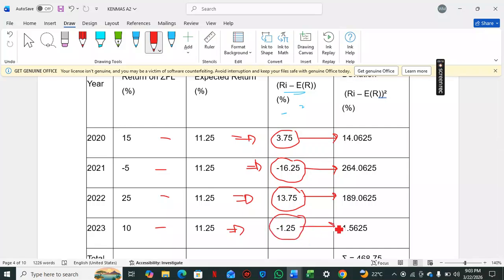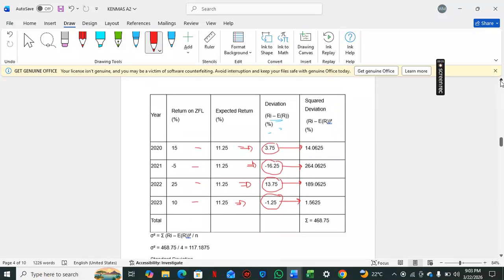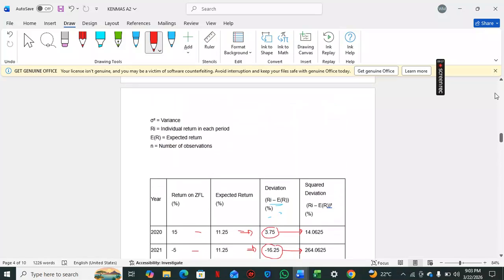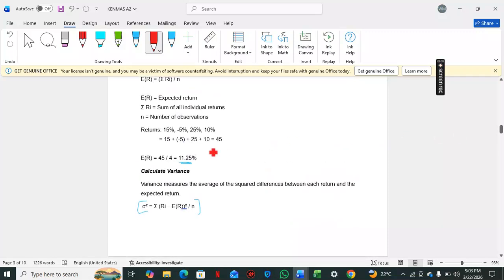-1.25 squared, 1.5625. Okay, you square each of the deviations. Remember, we are following what the formula said. Let me just bring the formula here so that no one is getting confused.